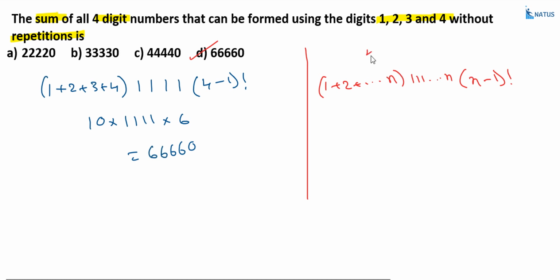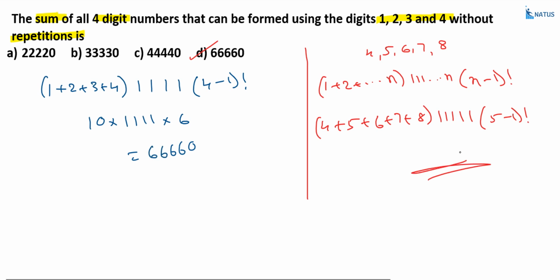Suppose 4, 5, 6, 7, 8. Here, if you want to find out the sum, then what is the answer? That is equal to 4 plus 5 plus 6 plus 7 plus 8. How many digits are there? 5 digits. Just write down 5 ones. And next, how many digits? 5 digits. 5 minus 1 factorial, which is the required answer. This is about the sum of the n digits. But you must remember these digits are distinct. If any of these digits are the same, then this technique is not applicable.